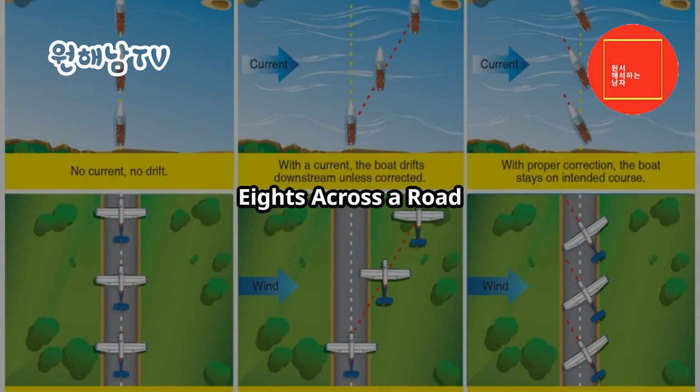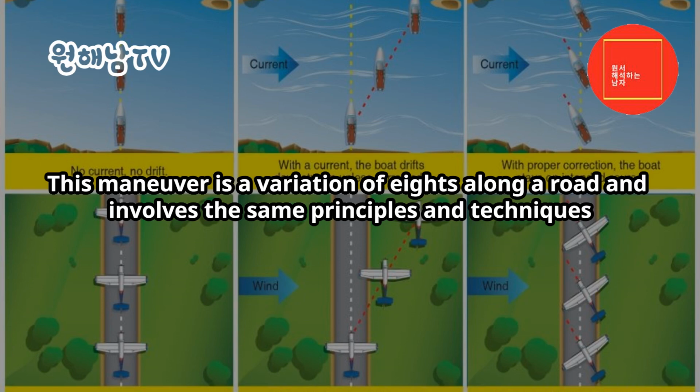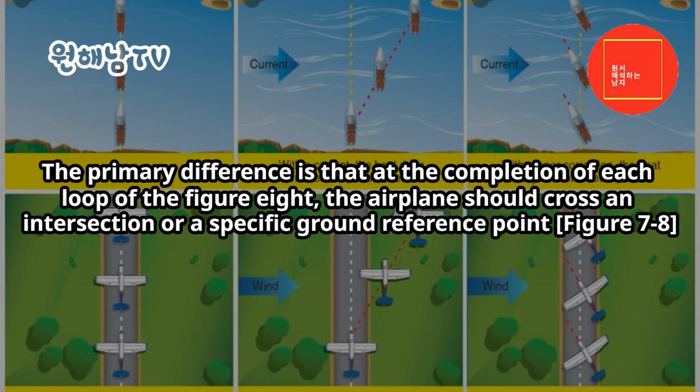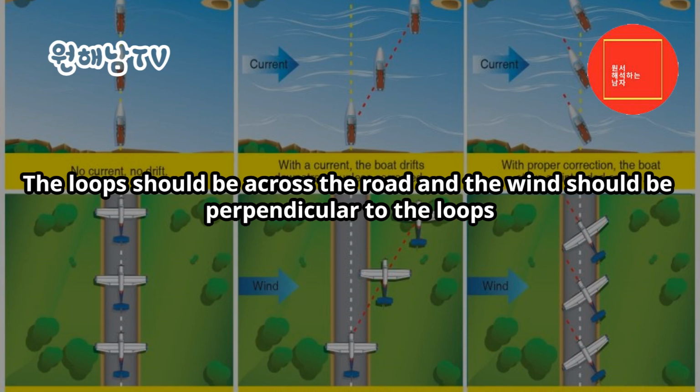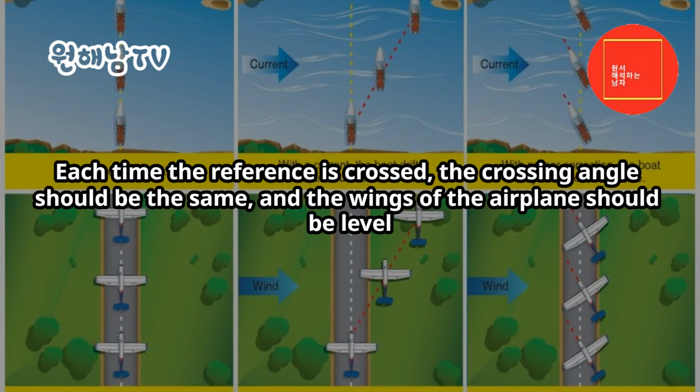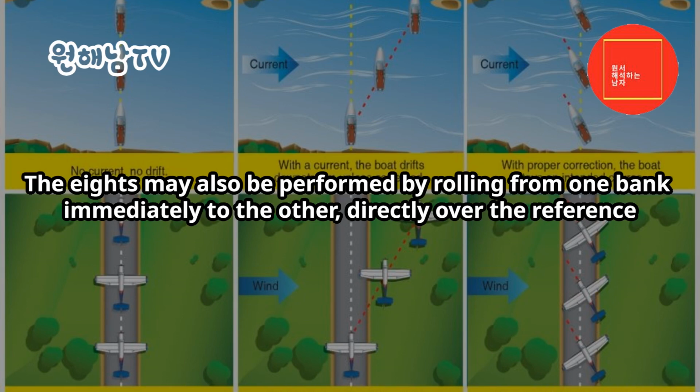Eights across a road. This maneuver is a variation of eights along a road and involves the same principles and techniques. The primary difference is that at the completion of each loop of the figure 8, the airplane should cross an intersection or a specific ground reference point. Figure 7-8. The loops should be across the road and the wind should be perpendicular to the loops. Each time the reference is crossed, the crossing angle should be the same, and the wings of the airplane should be level. The eights may also be performed by rolling from one bank immediately to the other, directly over the reference.